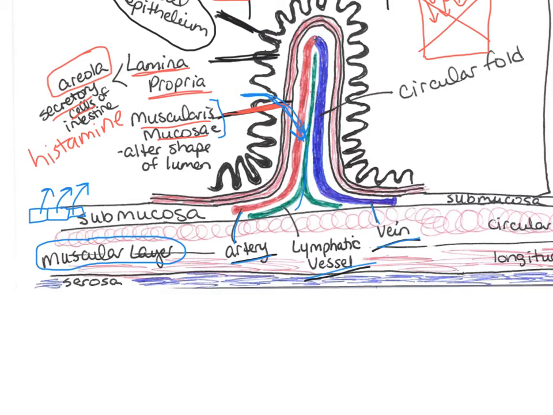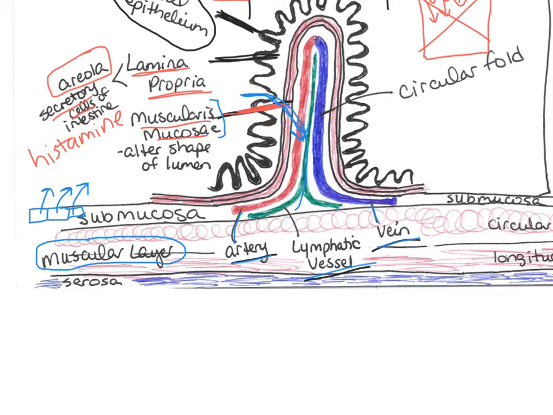The smooth muscles of the muscular layer are controlled by the sympathetic and parasympathetic nervous system. The parasympathetic nervous system is our rest and digest nervous system. It will increase the tone and activity and will cause the muscles in that muscular layer to contract. And the sympathetic nervous system is the fight or flight nervous system and will decrease the muscle tone and activity of the muscular layer in the digestive tract.